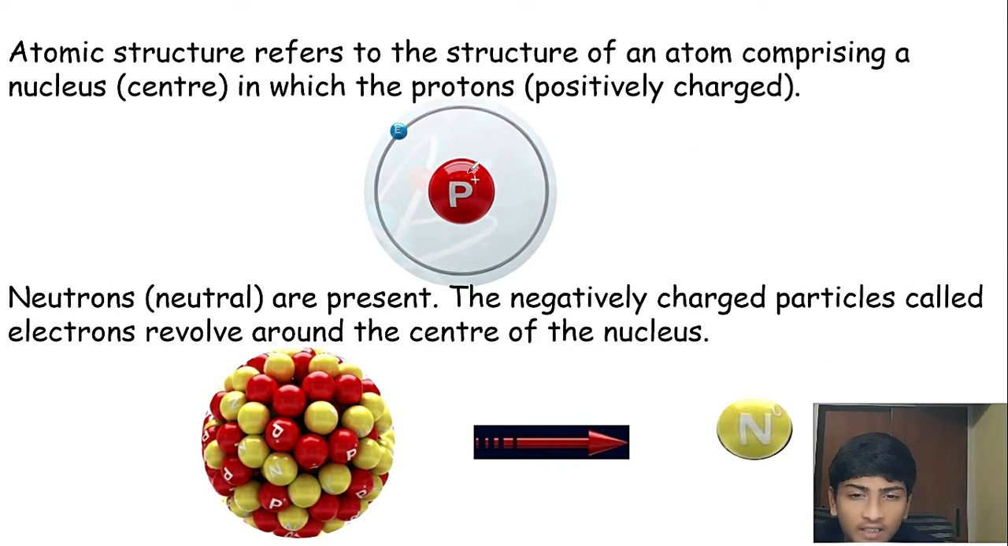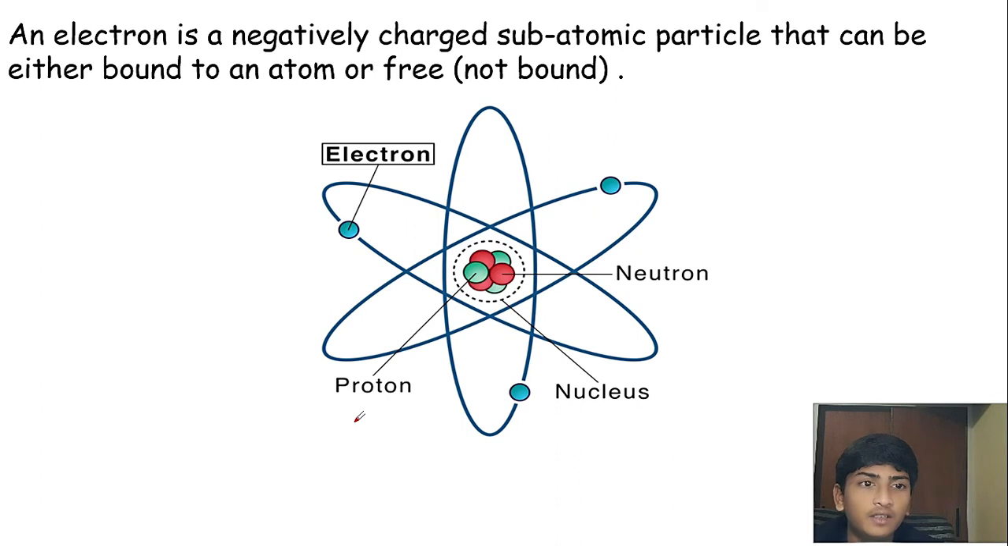If this is the nucleus, here they have illustrated the proton and this will be the neutron. Next, electron. Electron is a negatively charged subatomic particle that can be either bound to an atom or not bound. These electrons are responsible for chemical bonding. You will learn about this in the chemical bonding chapter, which is the next video.